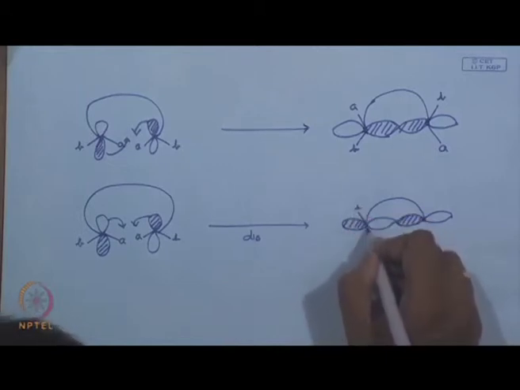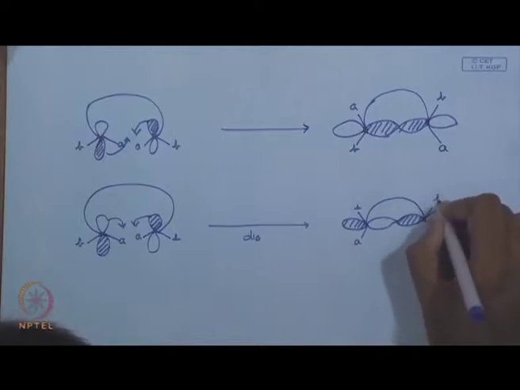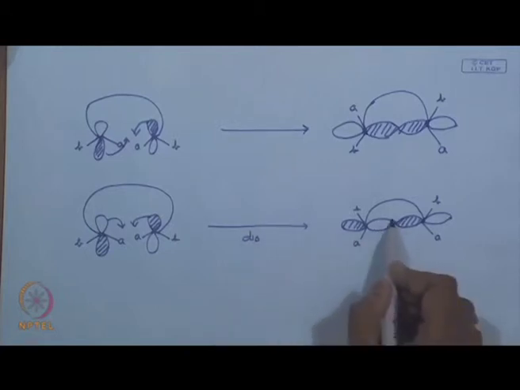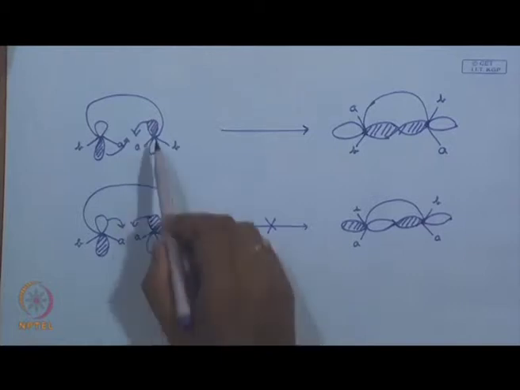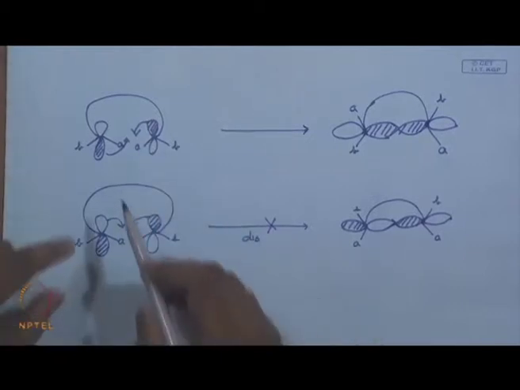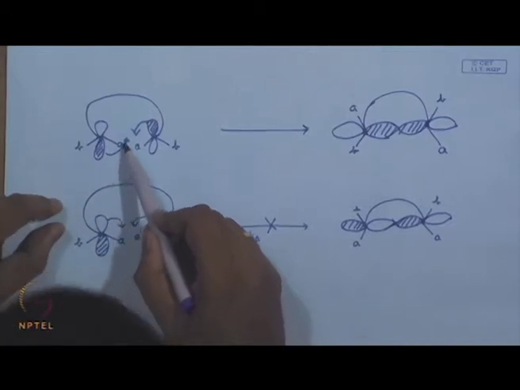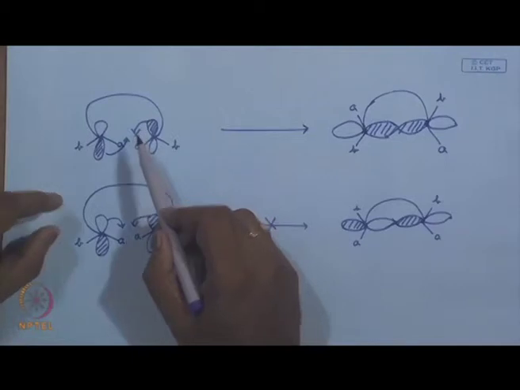Your B will be up and your A will be here. Your B will be up and your A will be up. So, what happens in this case? This cannot happen because you know that. So, this is not going to happen for you. So, only this is happening. Fine. Now, think about the direction. So, in this case it is what? Anti-clockwise. This is also anti-clockwise.